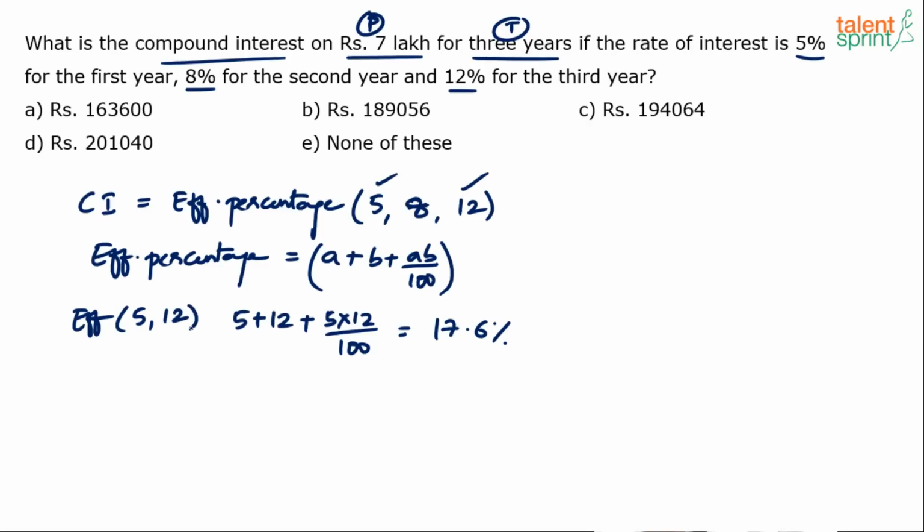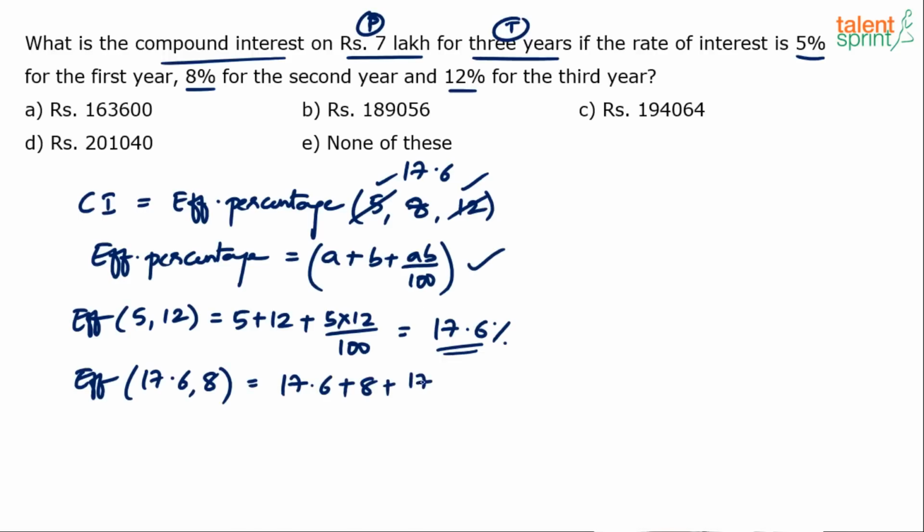You don't have to write all these steps in the exam. Just for the sake of clear explanation, I'm doing it. So we've got 17.6. Basically 5 and 12 can now be neglected. We have got 17.6 percentage. Now you have to take the effective of 17.6 percentage along with 8. Same formula, A plus B plus AB by 100. So 17.6 plus 8 plus 17.6 into 8 upon 100.